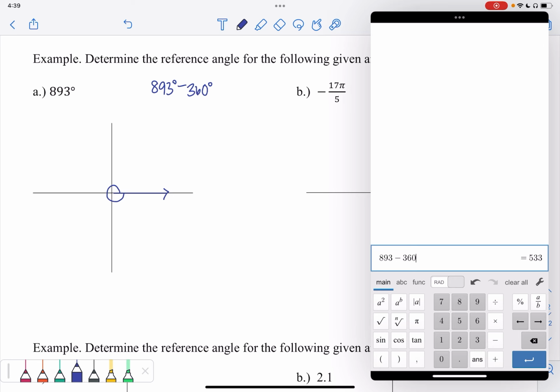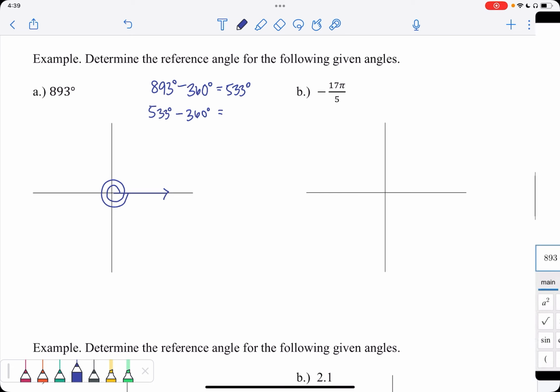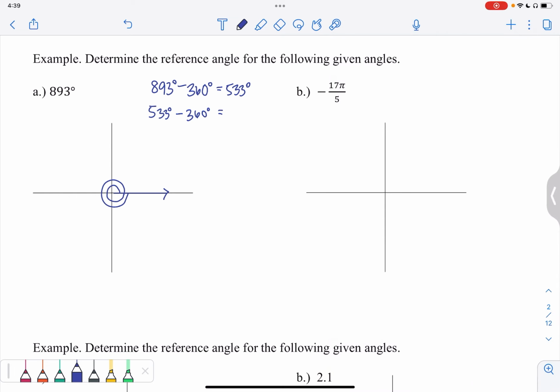So I get 533. Since 533 degrees is still more than 360 degrees of a full rotation, I'm just going to draw in another full rotation there. So now I've done two full rotations. Now I'll take 533 degrees and subtract 360 degrees. So let's see what I get there. I'm just subtracting 360 from my answer before. I get 173 degrees.